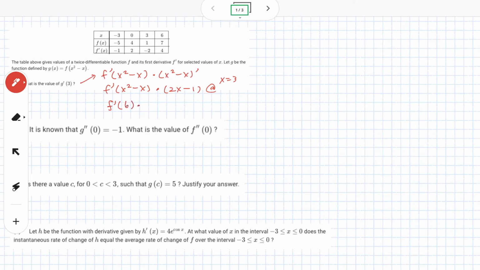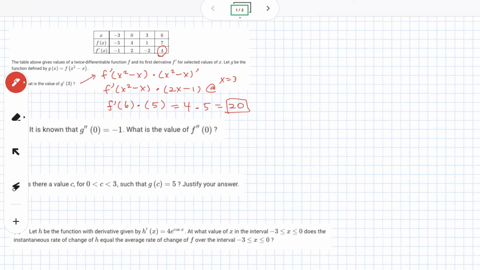So what happens here is this becomes f prime of 9 minus 3, which is 6, times 5. So f prime of 6 is equivalent to 4, which I got from here. And that's 4 times 5, which is 20. So that would be my answer for part A.